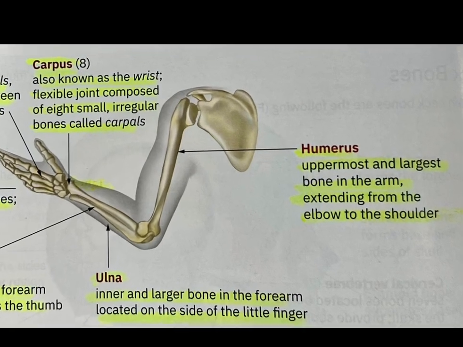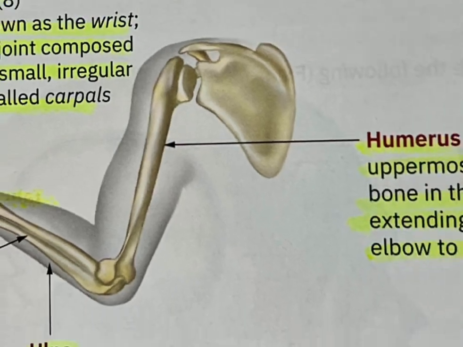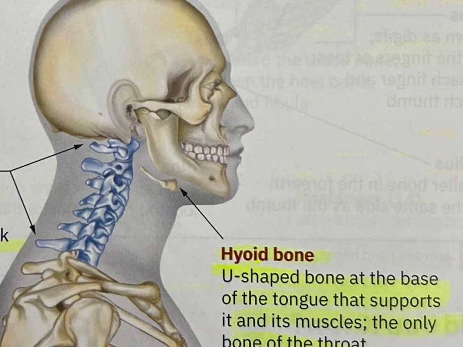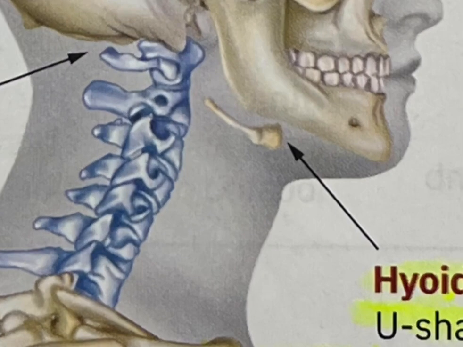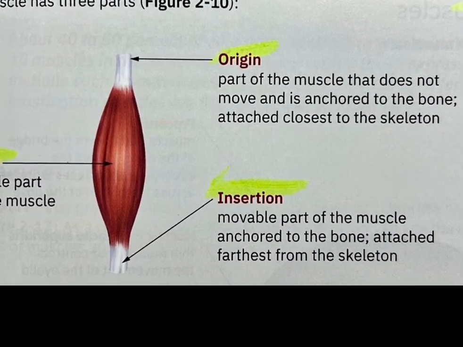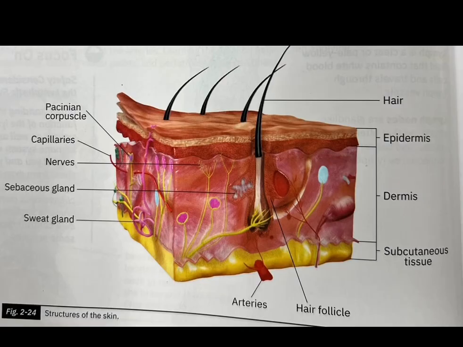Humerus, uppermost and largest bone in the arm, extending from the elbow to the shoulder. Hyoid bone, U-shaped bone at the base of the tongue that supports it and its muscles, the only bone of the throat. Insertion, movable part of the muscle anchored to the bone, attached farthest from the skeleton.